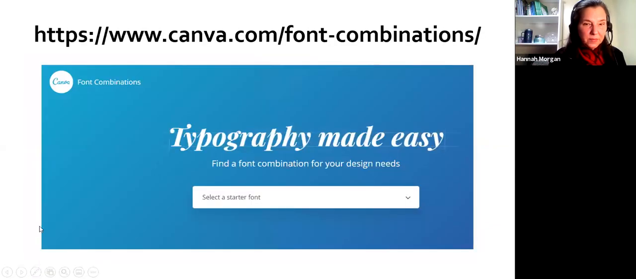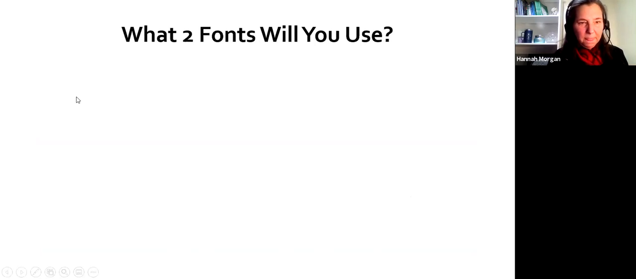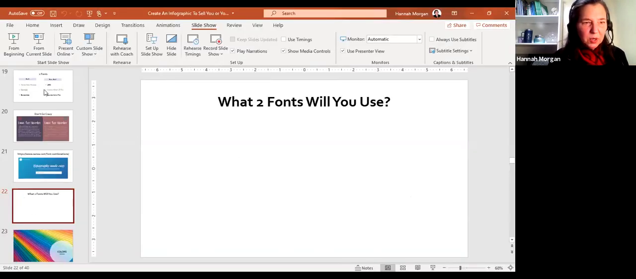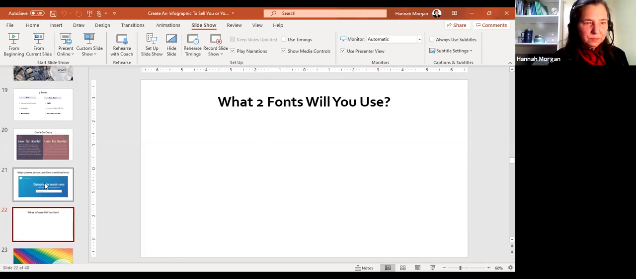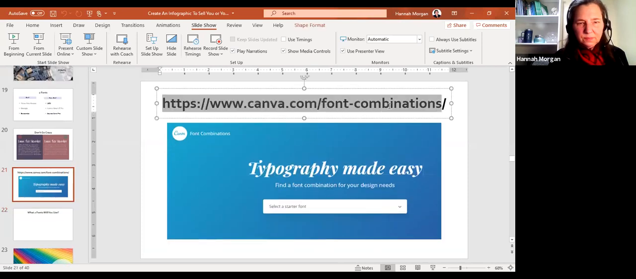Oops. So there, I have a trick for you. If you go to this website, and I'm going to see if I can copy it, I'm going to put it in the chat so that you can easily access it. This is a font pairer, and it's free.